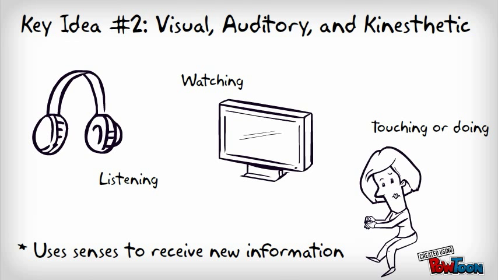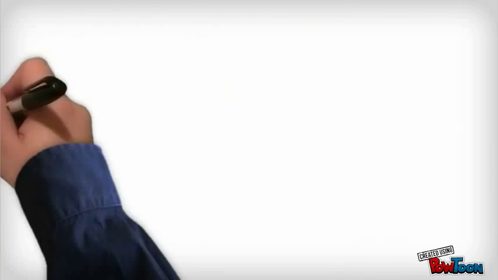Visual learners prefer to acquire knowledge through the use of visual cues. Auditory learners prefer to hear the descriptions or ideas to be learned. Kinesthetic learners prefer to touch or manipulate the learning.